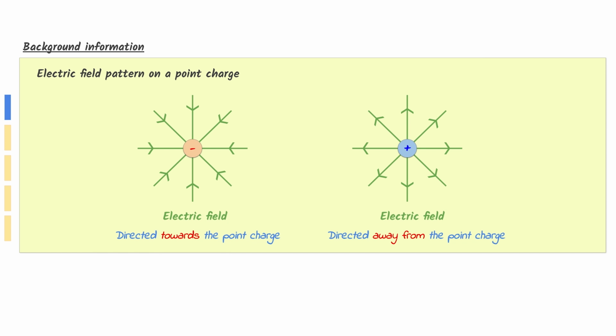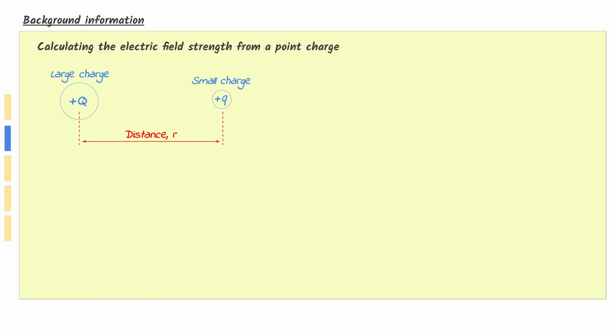Some background information. First, here are the electric field patterns for a negative point charge and a positive point charge. The electric field is always directed towards the negative point charge and away from the positive point charge. Next, here are 2 charges.